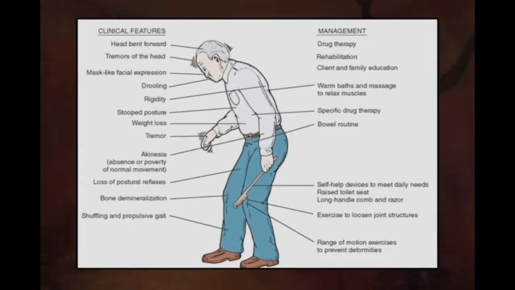is very important. In addition, in order to help them with problems like rigidity, warm baths and massage to relax muscles may be helpful. Then specific drug therapy may be used for the weight loss and tremors. Well, a routine has to be established, and then self-help devices to meet daily needs, for example a raised toilet seat and long handled comb and razor, in order that they manage themselves in a better way because of their loss of postural reflexes. Because they cannot have normal movement, they need some support systems like I have described just now.